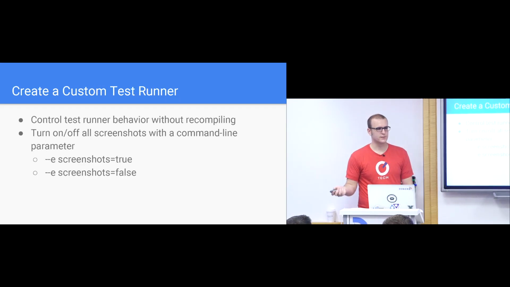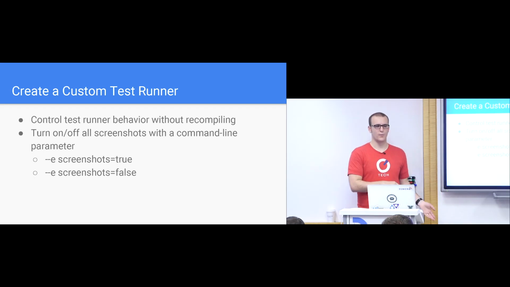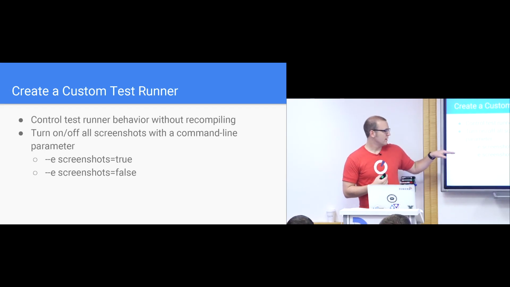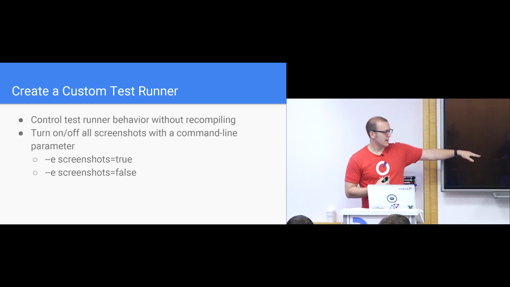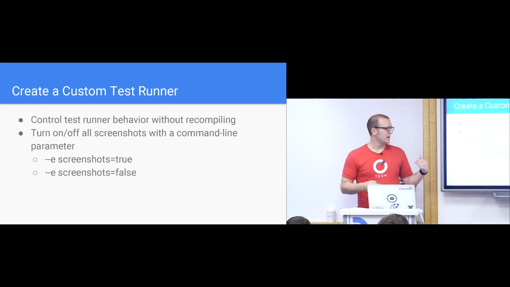Create a custom test runner. So you saw that we're taking screenshots. I said sometimes you want to turn them on, sometimes you want to turn them off. Nobody wants to go recompile their application and their test application. So if you create a custom test runner, you have the ability to pass instrumentation arguments to the test runner using this --e, and then you can have any key value pair that you want. So you just pass those in the command line, and Spoon will pass those along to your test runner.